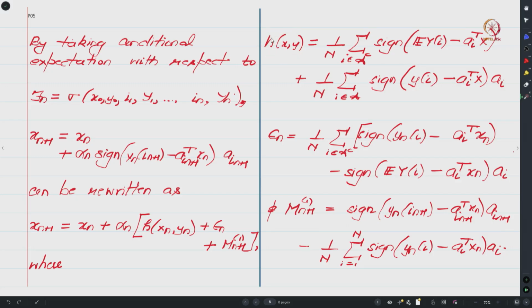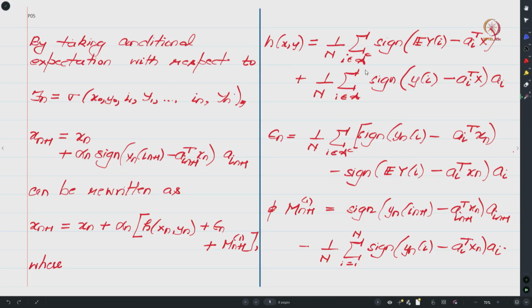So what is little h of x comma y here? Well, here observe that I split the sum into two parts. One is i in A complement, where recall A complement means it is the set of indices which are honest or non-adversarial in nature. On the other hand, calligraphic A means adversarial.